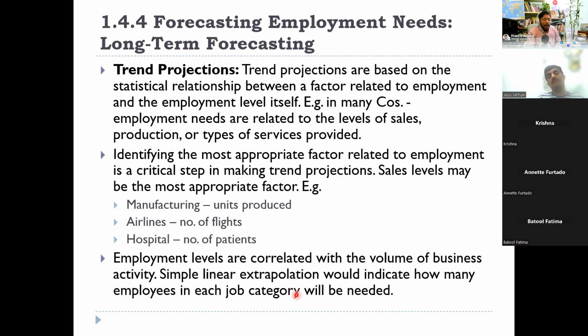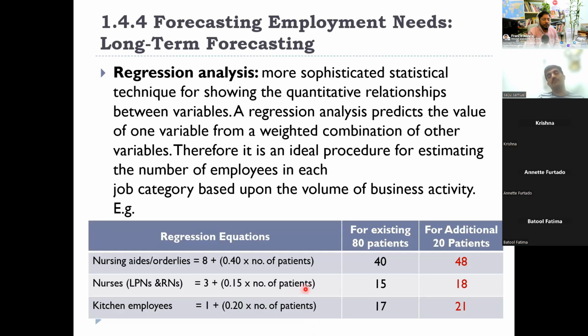Employment levels are correlated with the volume of business activity. Simple linear extrapolation would indicate how many employees in each job category will be needed. For example, see here, this is how regression analysis looks. Regression analysis is a more sophisticated statistical technique for showing the quantitative relationships between the variables.